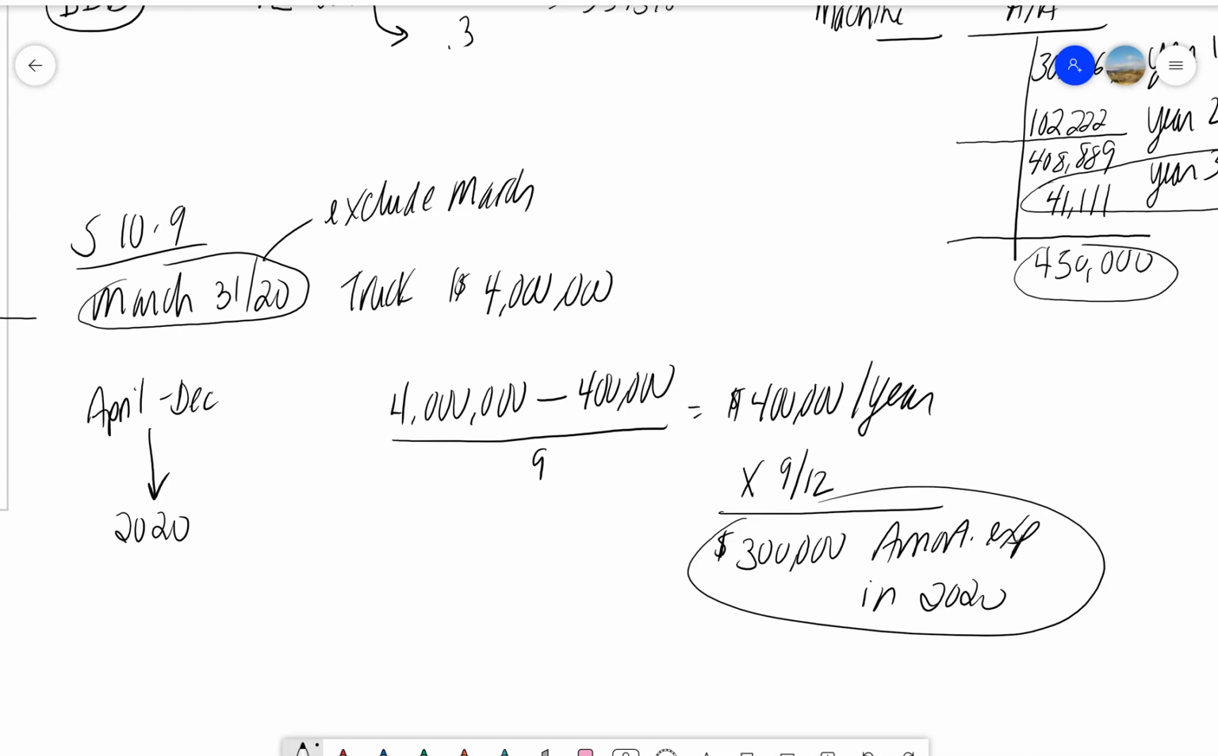And once again, the rule is if you put it into use on or before the 15th, you include that month. If not, you just wait till the next month. So that's an example of partial year amortization.